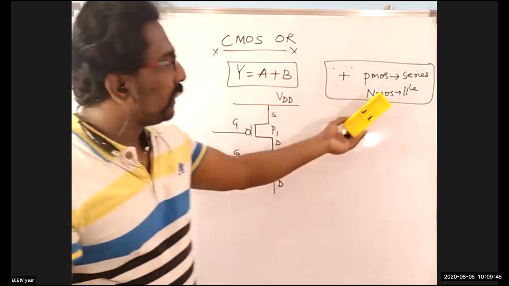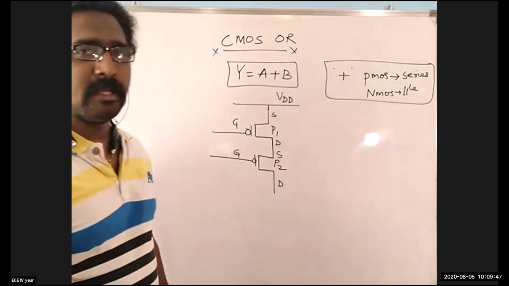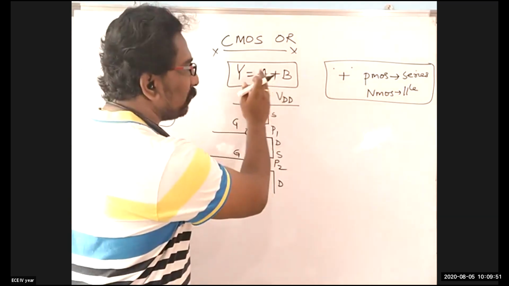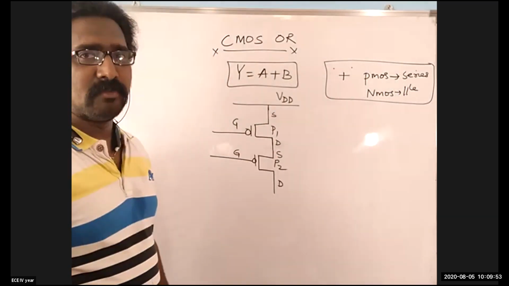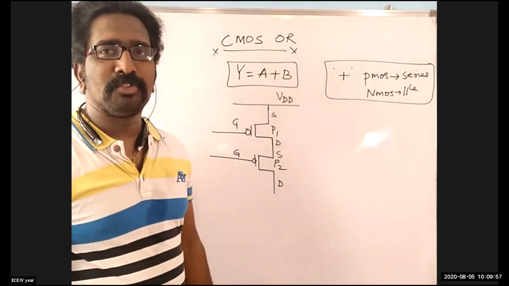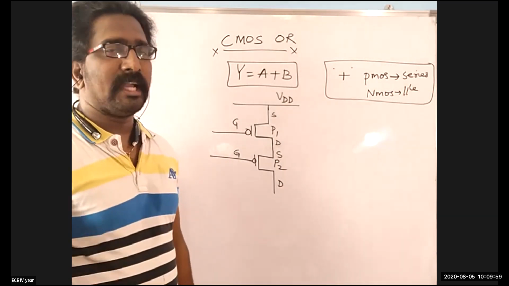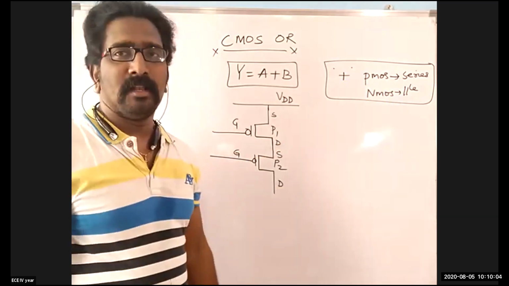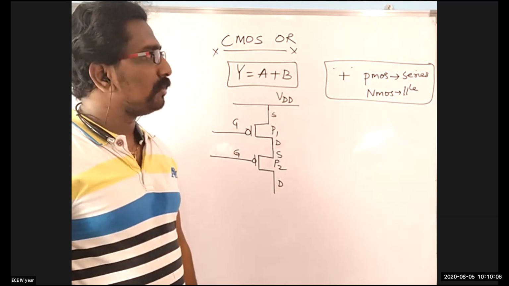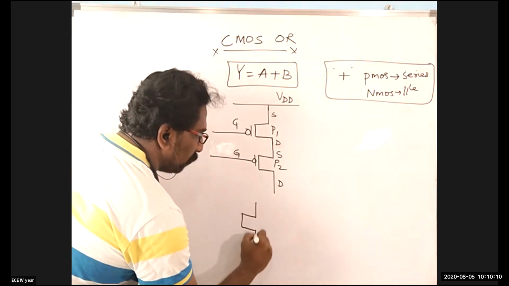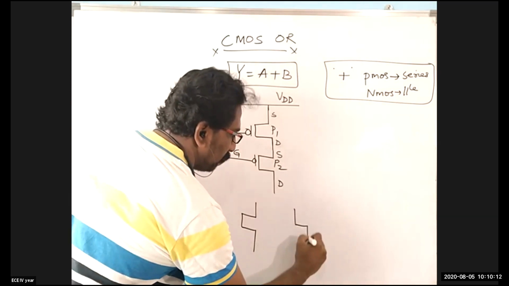Now, how are the NMOS to be connected? NMOS will be connected in parallel. How many NMOS are we supposed to take? It depends upon the number of alphabets on the right-hand side of the Boolean equation. We have two alphabets, so we need two NMOS, and as per the condition of the plus operator, they have to be in parallel. So I'll draw those two NMOS in parallel: first one NMOS here and another NMOS here.